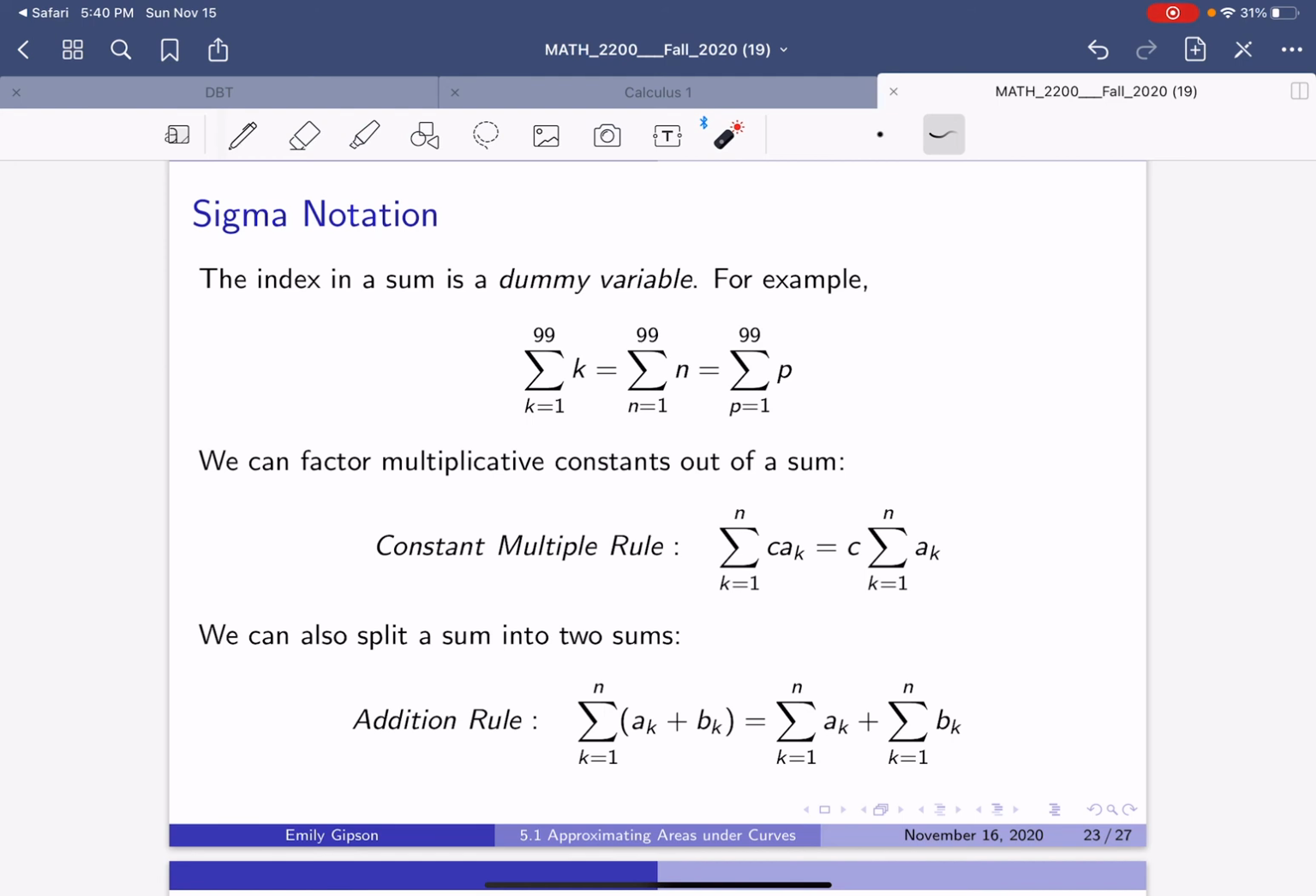We can factor multiplicative constants out of a sum. That is, if I've got c times a_k in my sum, I can have c times the result of my sum of all the a_k's. We can also split a sum into two sums. So if I've got the sum of a_k terms plus b_k terms, I can split that into the sum of my a_k terms plus the sum of my b_k terms. That's always allowed.